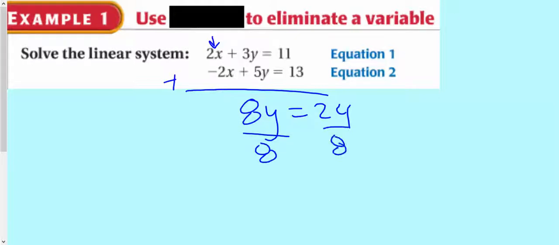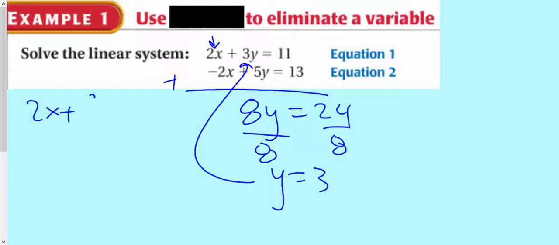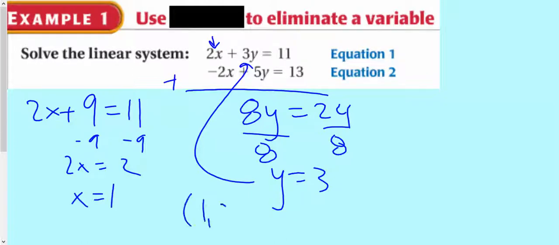So this method of solving systems is really quick. Then I have to figure out what x is, so I'm going to plug y back into one of the equations. So 2x plus 3 times 3 is 9 equals 11. Subtract 9. Divide by 2. x equals 1. So my solution is (1, 3).